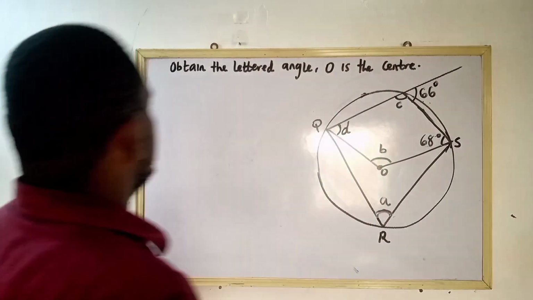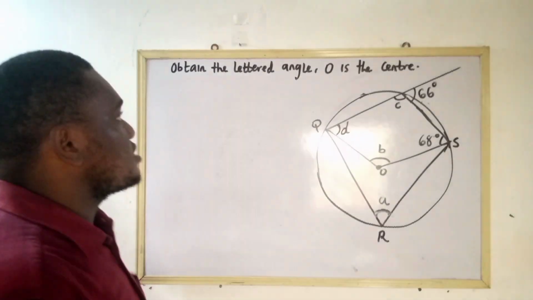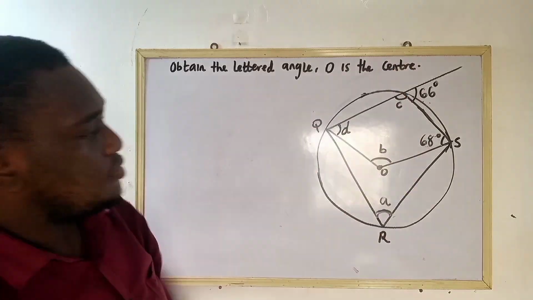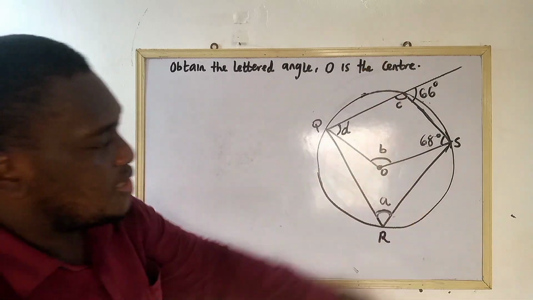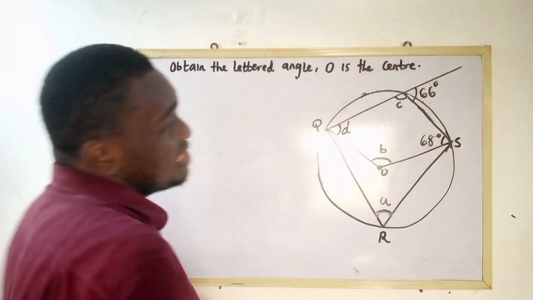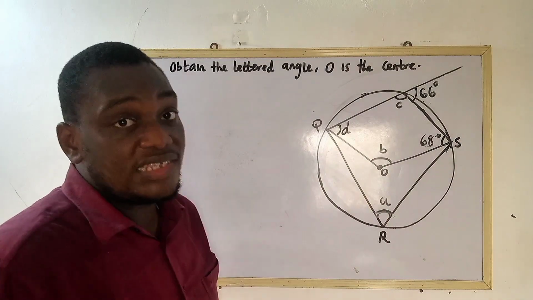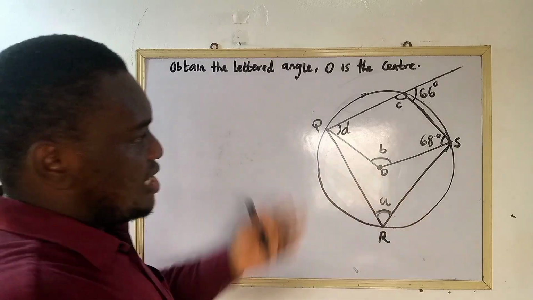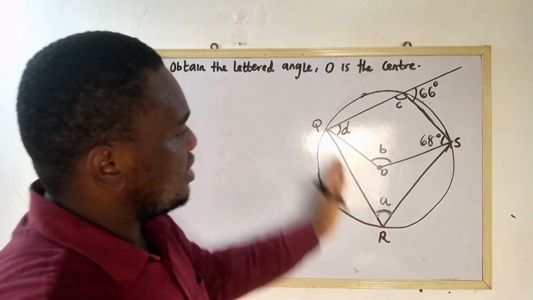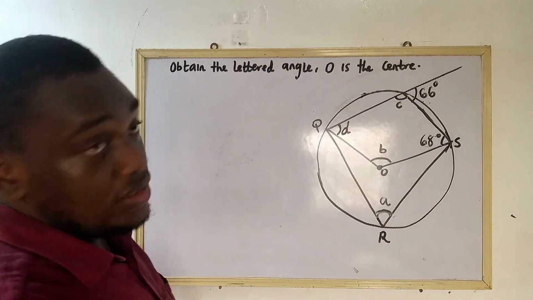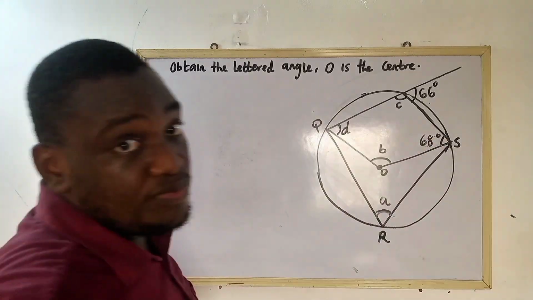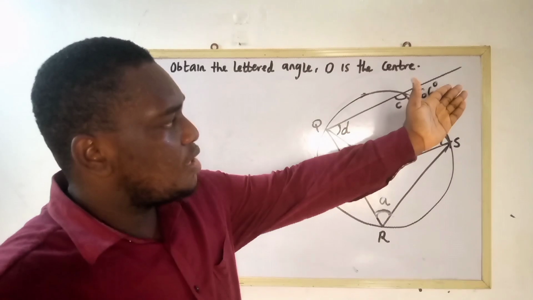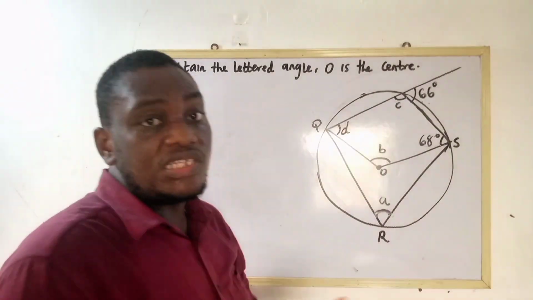Okay, so the question we are going to look at says obtain the lettered angles, and O is the center. So O is the center of the circle. First off, what I notice is that there is a cyclic quadrilateral in that circle, so that helps. Since I can see that this is a cyclic quadrilateral in the circle, two things come to mind, just like we have said previously: opposite angles are supplementary, and the exterior angle is equal to the opposite interior angle.